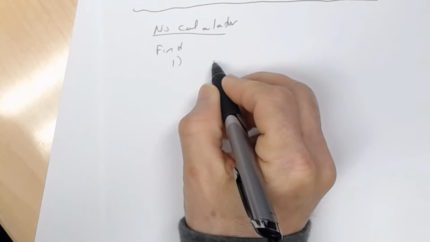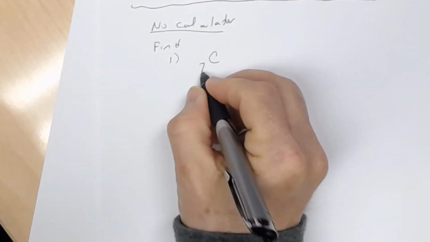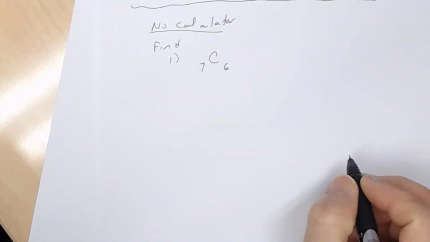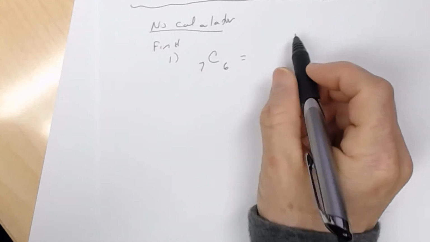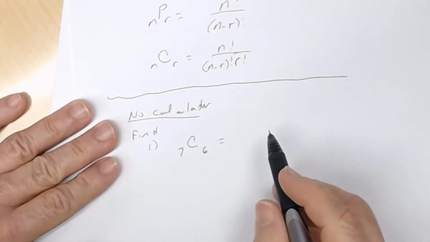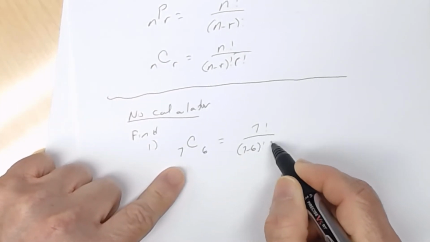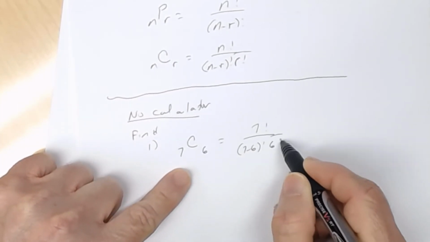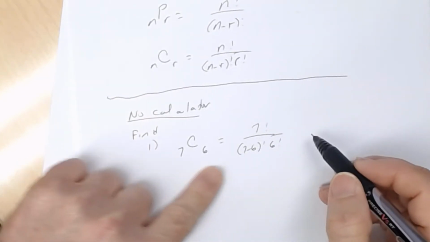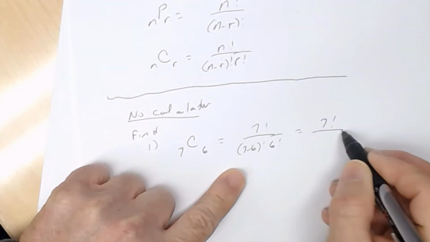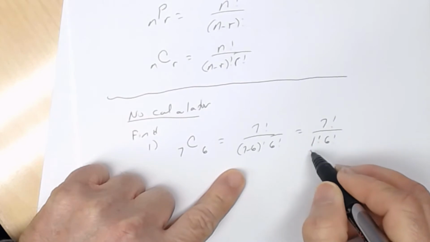Suppose I want to find, number one, the number of combinations of, let's say, 7 items taken 6 at a time. I know the formula is right here. So it's 7 factorial divided by 7 minus 6 factorial times 6 factorial, right? Well, 7 minus 6 factorial is 1 factorial. So 7 factorial divided by 1 factorial times 6 factorial. So that's 1. We know that.